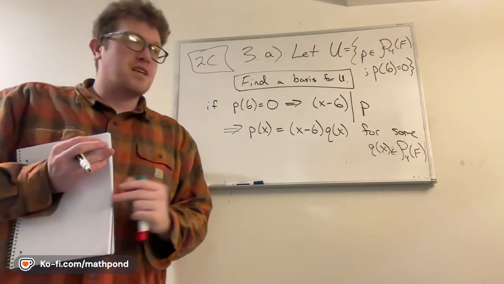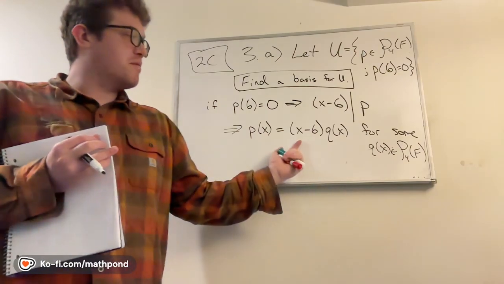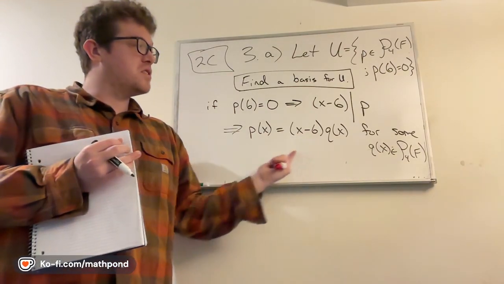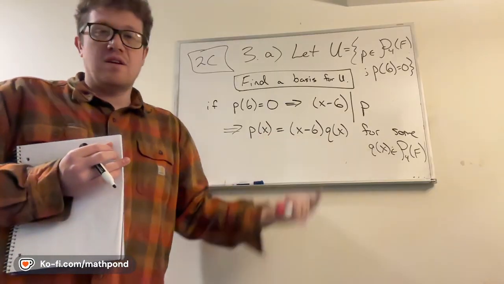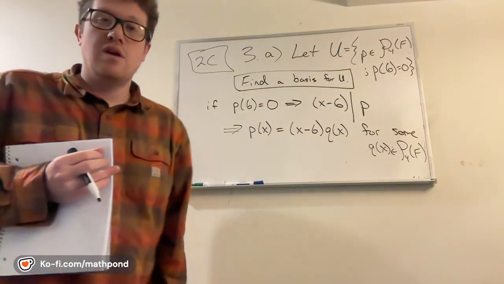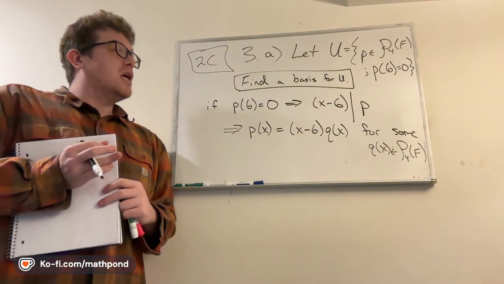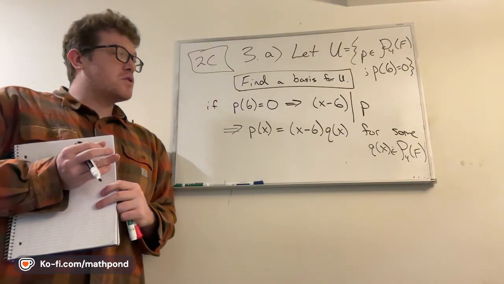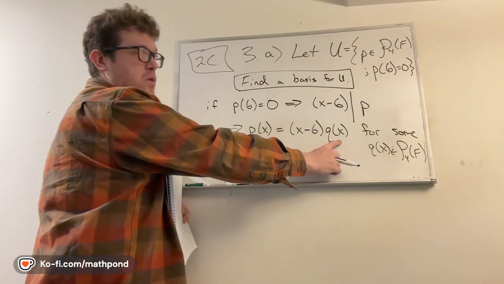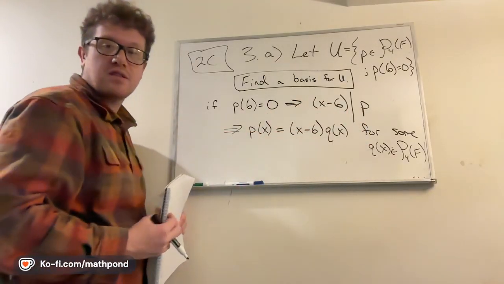Now we can do the same thing for q. Either q(6) is 0 or it's not. If q(6) is 0, we can factor out an x minus 6. And we can keep factoring out x minus 6's until maybe the polynomial is just (x minus 6) to the 4th, because we have polynomials of degree 4 or less. Those are basically all the cases. Either you divide out by x minus 6 and q is no longer a root, or it still is, and we can keep factoring x minus 6 out.